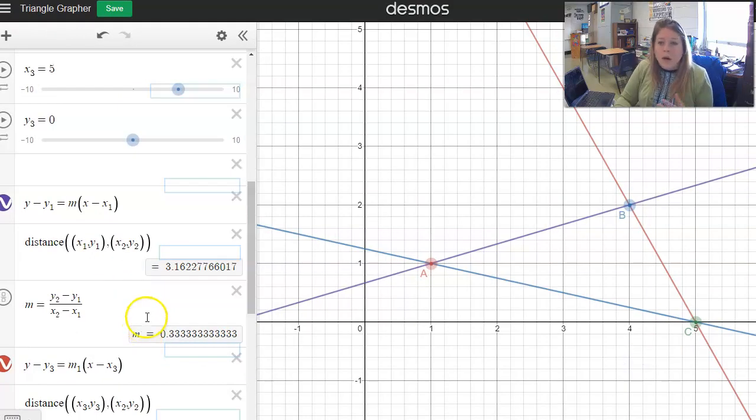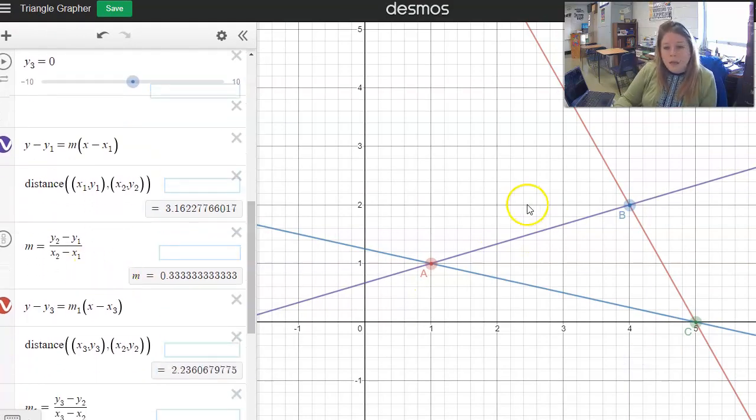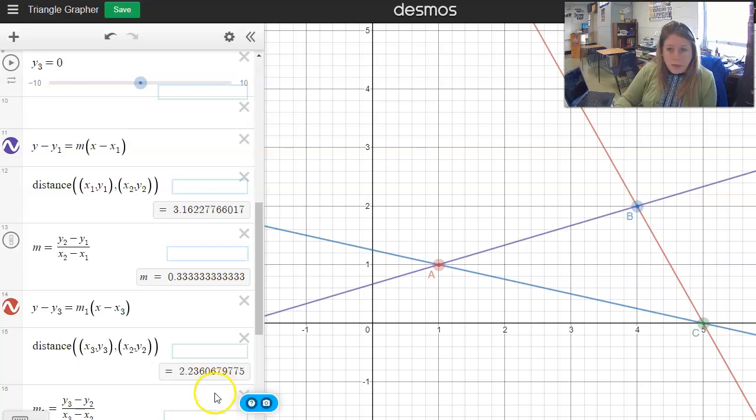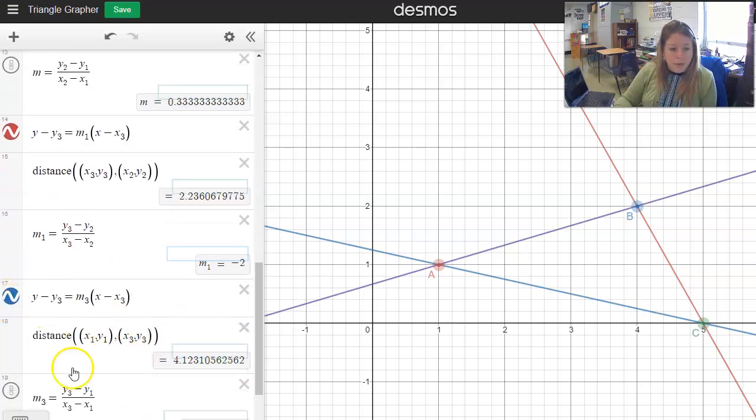Okay, so now all my distances are done. So I have a purple line, a red line, and a blue line. Purple line is 3.16 units. My red line is 2.2 units. And my blue line is 4.1 units. So all 3 are different lengths. So therefore this is a scalene triangle.